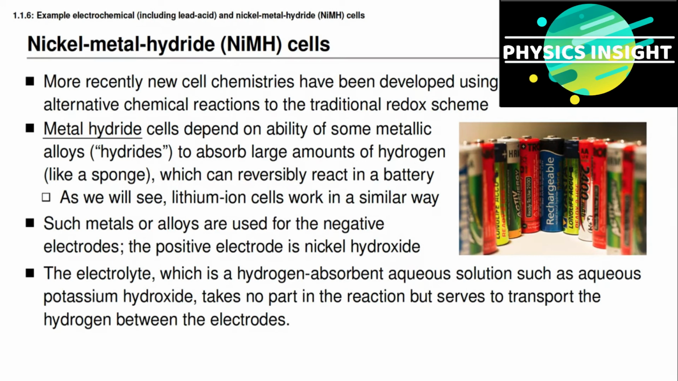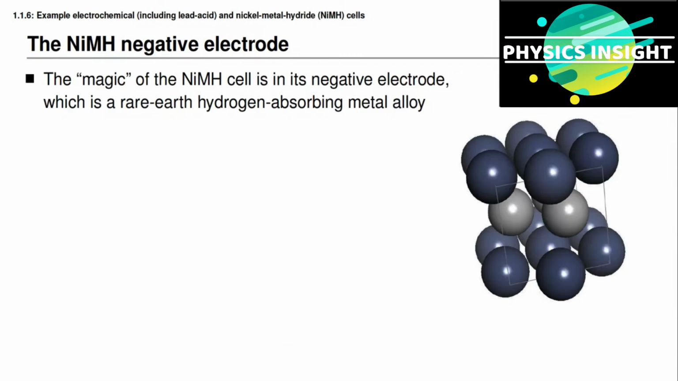Inside a metal hydride battery cell, the electrolyte is some kind of a hydrogen-absorbent aqueous solution, such as potassium hydroxide, and it really takes no part in the chemical reaction at all. It simply serves as a way to transport the hydrogen ions, the protons, between the electrodes. So the magic, if you want to think of it that way, of a nickel metal hydride battery cell is how the negative electrode works.